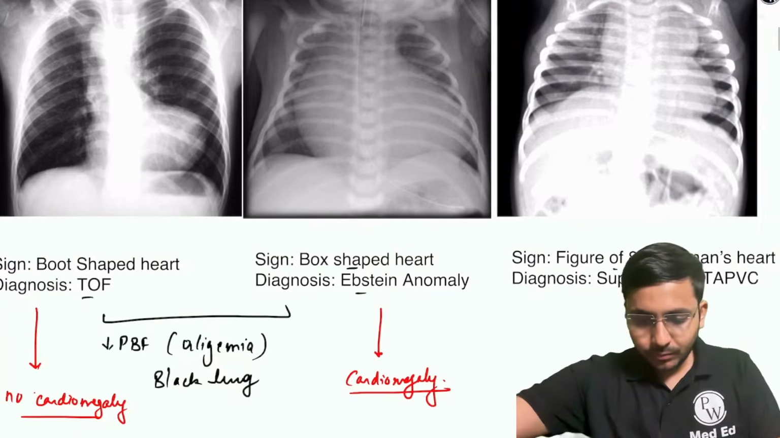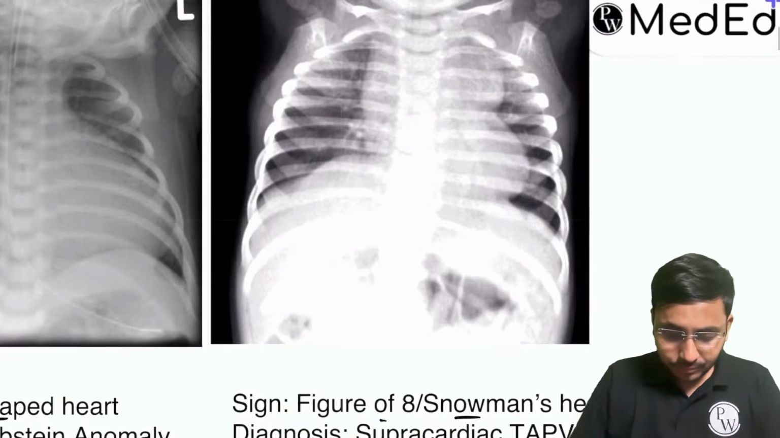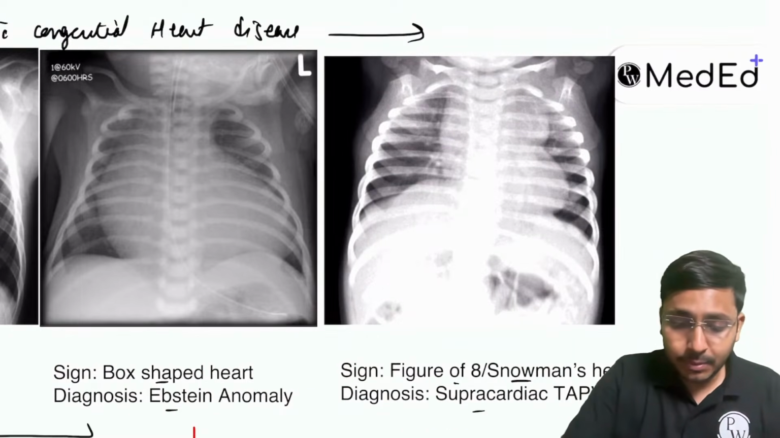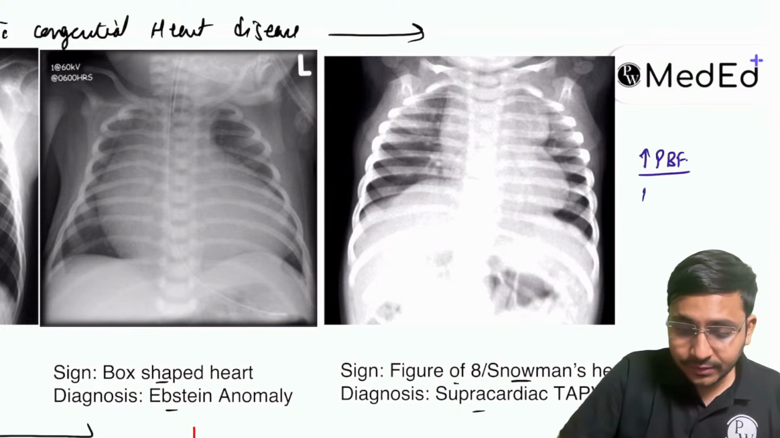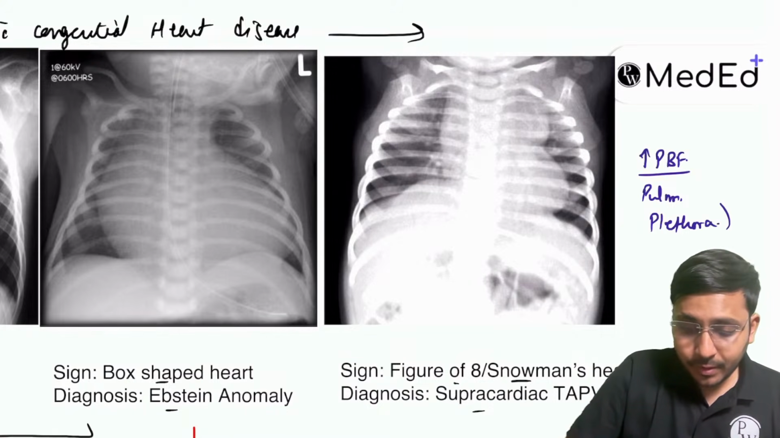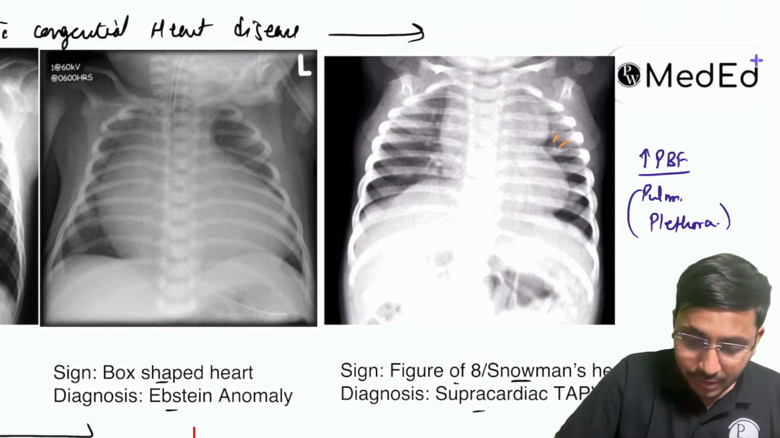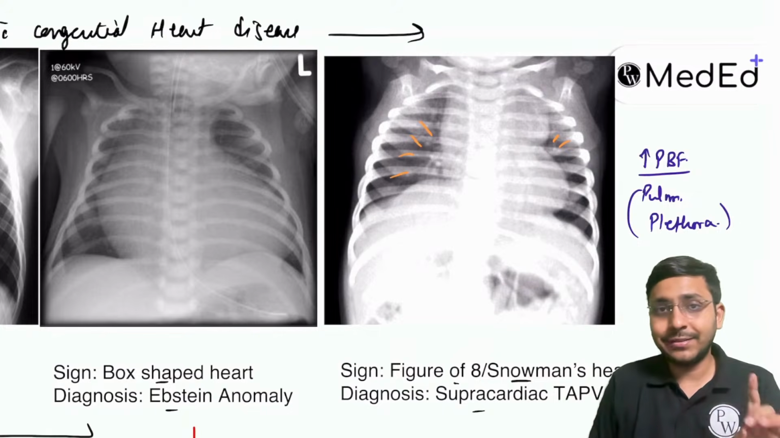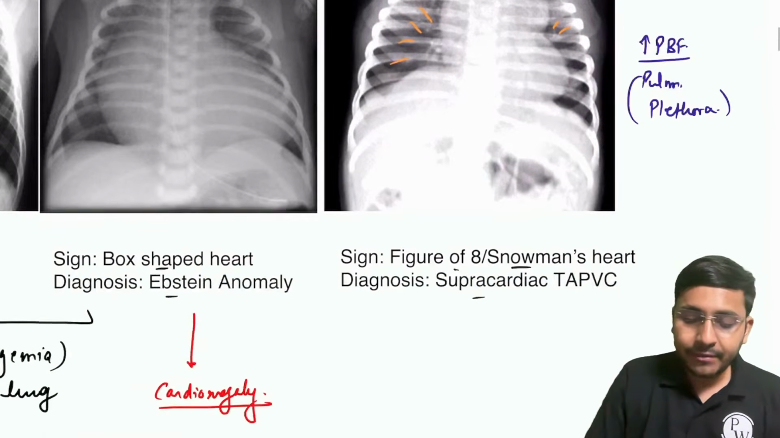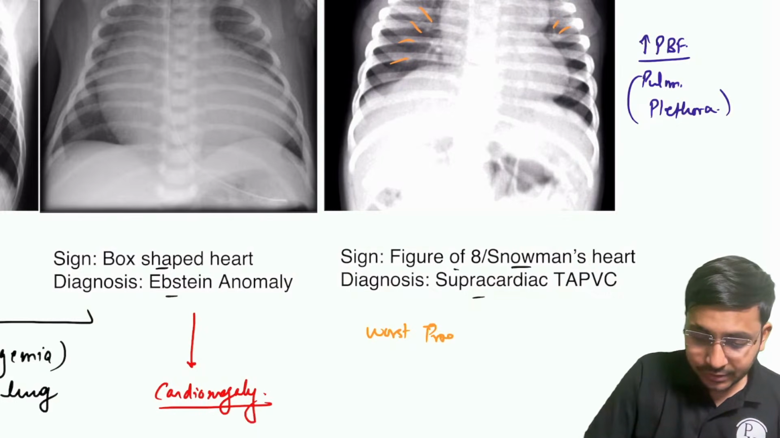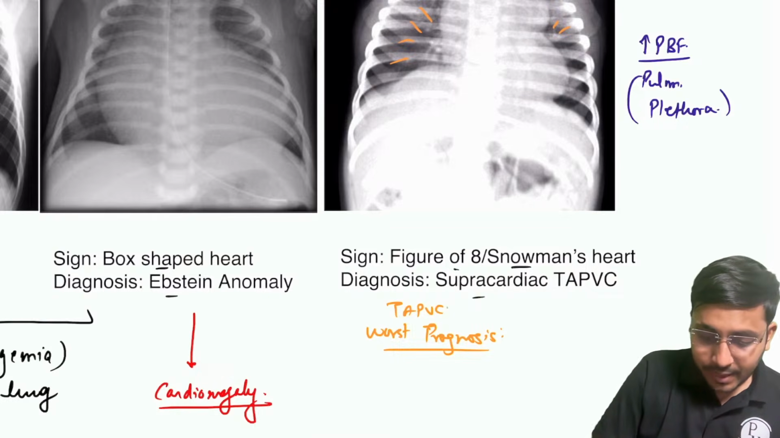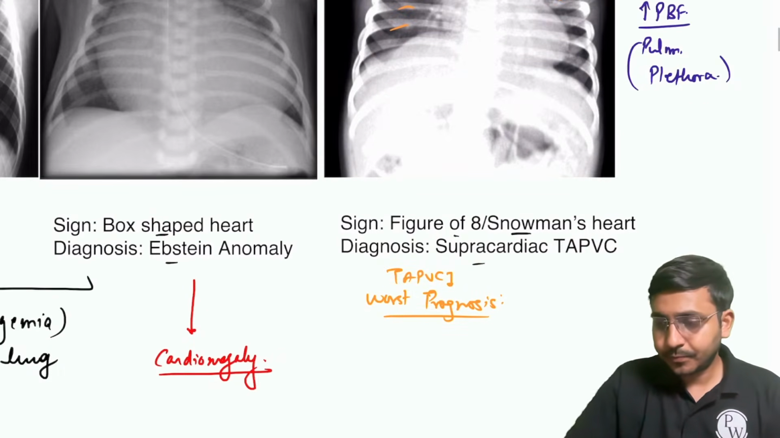Okay, now in TAPVC, again, it's a cause of cyanosis, but here you will see that there is increased pulmonary blood flow, also known as pulmonary plethora, right? So you will see a lot of blood vessels going into the lungs. This is pulmonary blood flow. Now tell me which type of TAPVC has worse prognosis? Which type of TAPVC has worse prognosis?